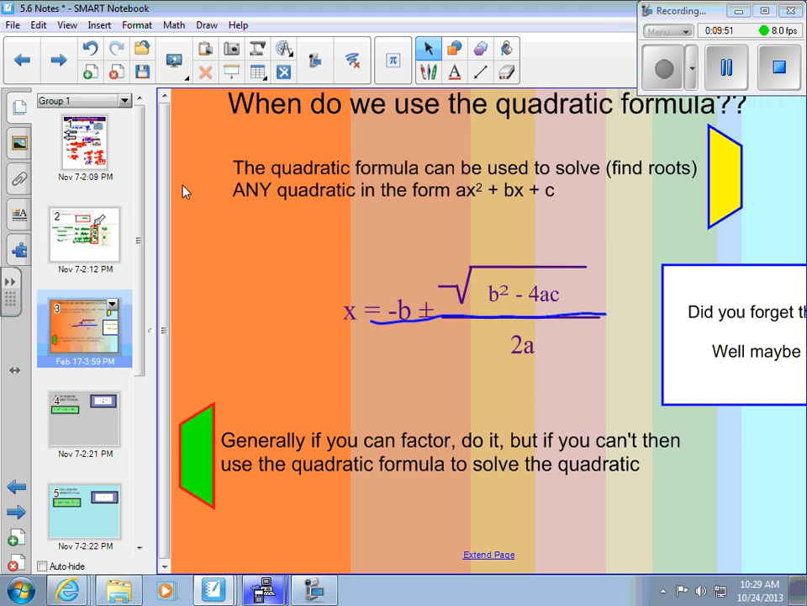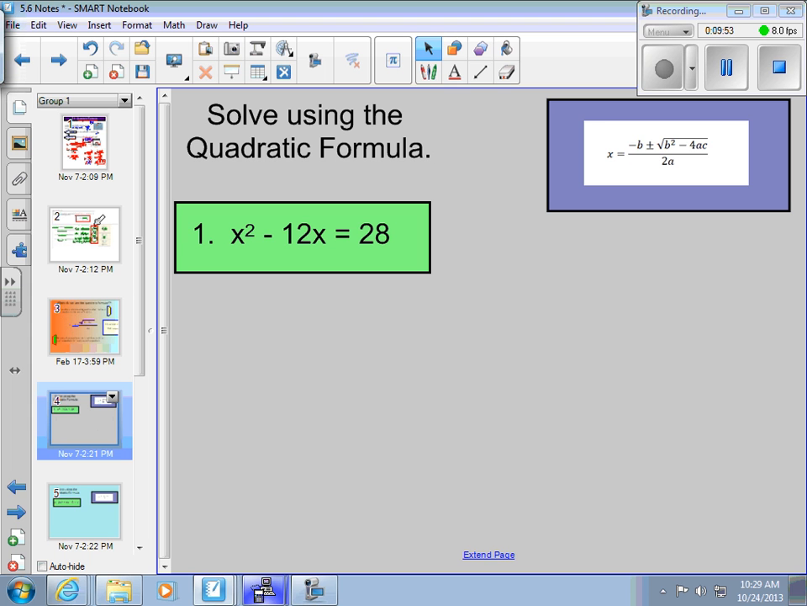All right, let's try another one here. On number 1, we're going to solve this using the quadratic formula.